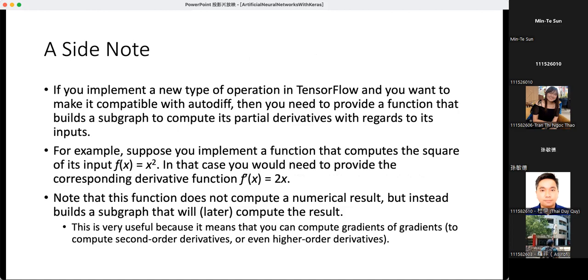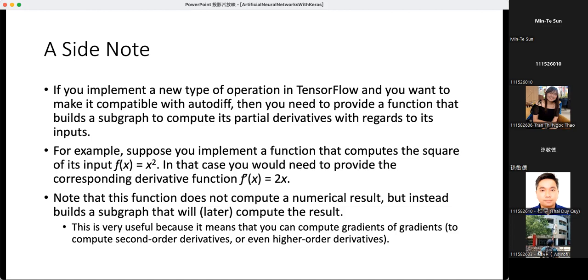So if you implement a new type of operation in TensorFlow, and you want to make it compatible with reverse-mode autodiff, remember, as I said, TensorFlow uses reverse-mode autodiff, then we have to provide a function that builds a subgraph to compute its partial derivative with regards to its input. As an example, if you implement a function that computes the square of its input, such as f(x) equal to x squared, then you need to provide the corresponding derivative function f prime(x) equal to 2x.